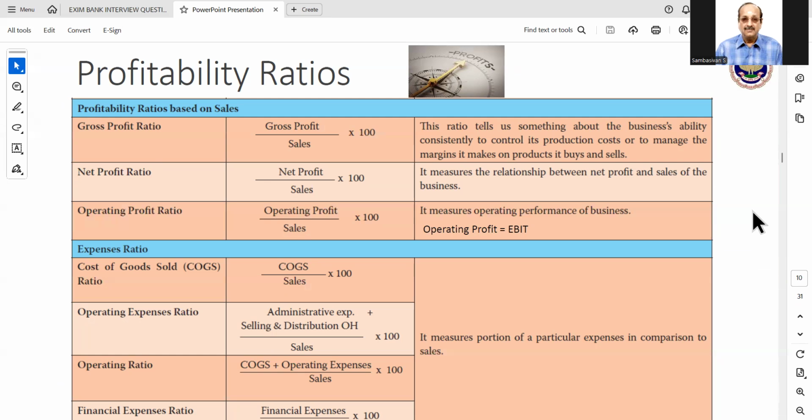Operating profit ratio: operating profit by sales into 100. Operating profit is equal to earnings before income tax. Expenses ratio: cost of goods sold divided by sales into 100. Operating expenses: administrative expenses plus selling plus distribution, divided by assets into 100. Operating ratio: COGS, cost of goods sold, plus operating expenses by sales into 100.